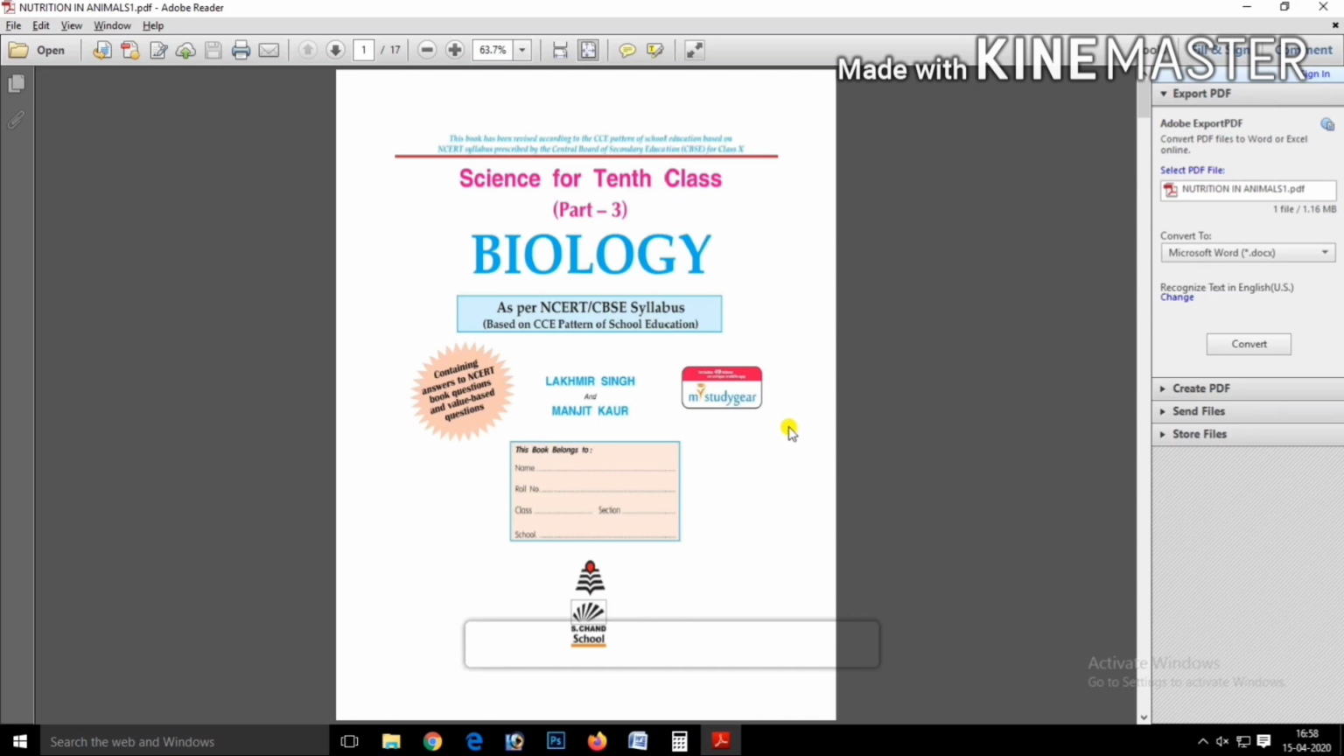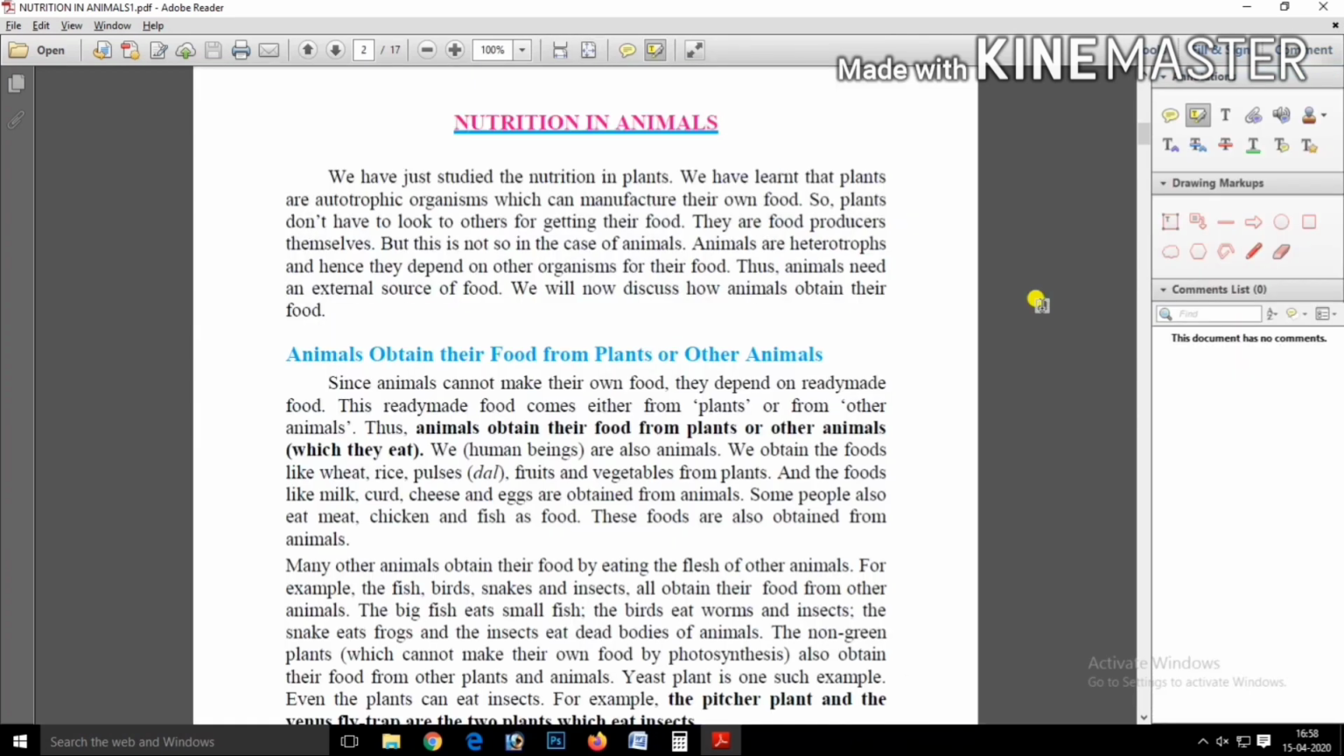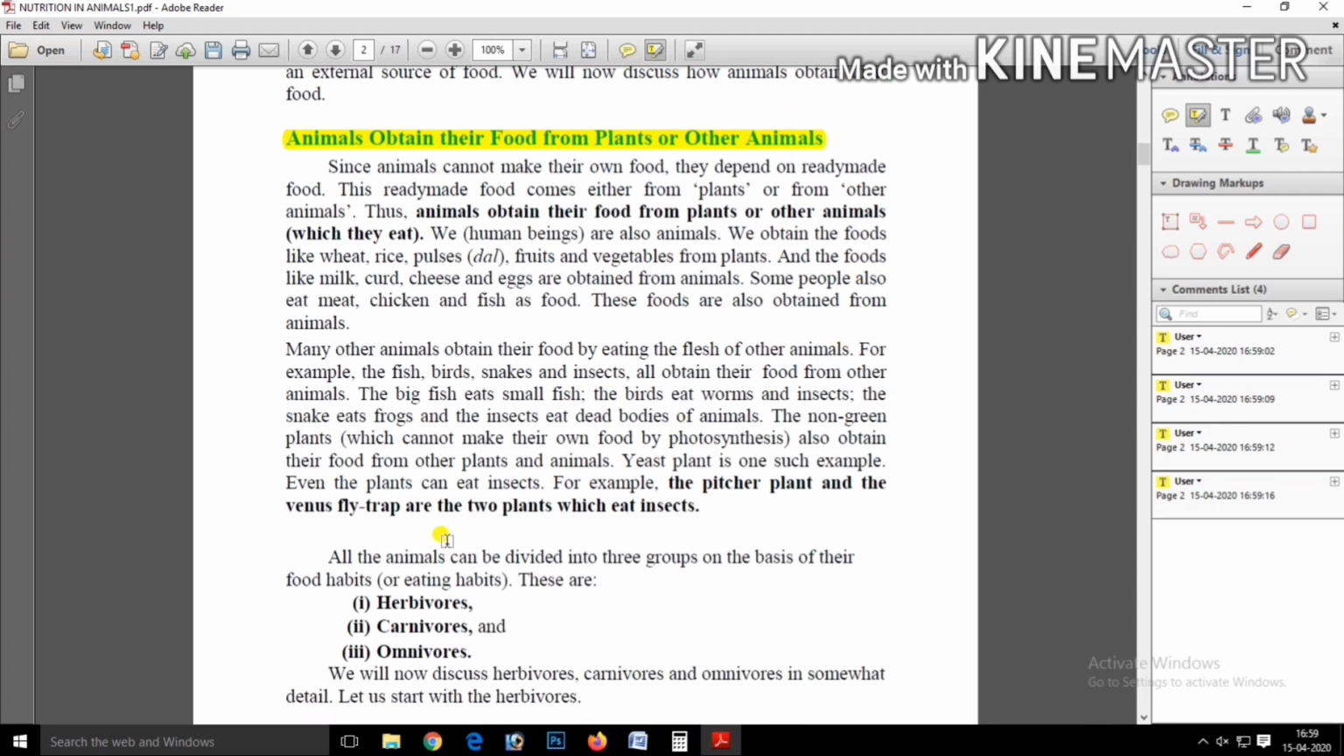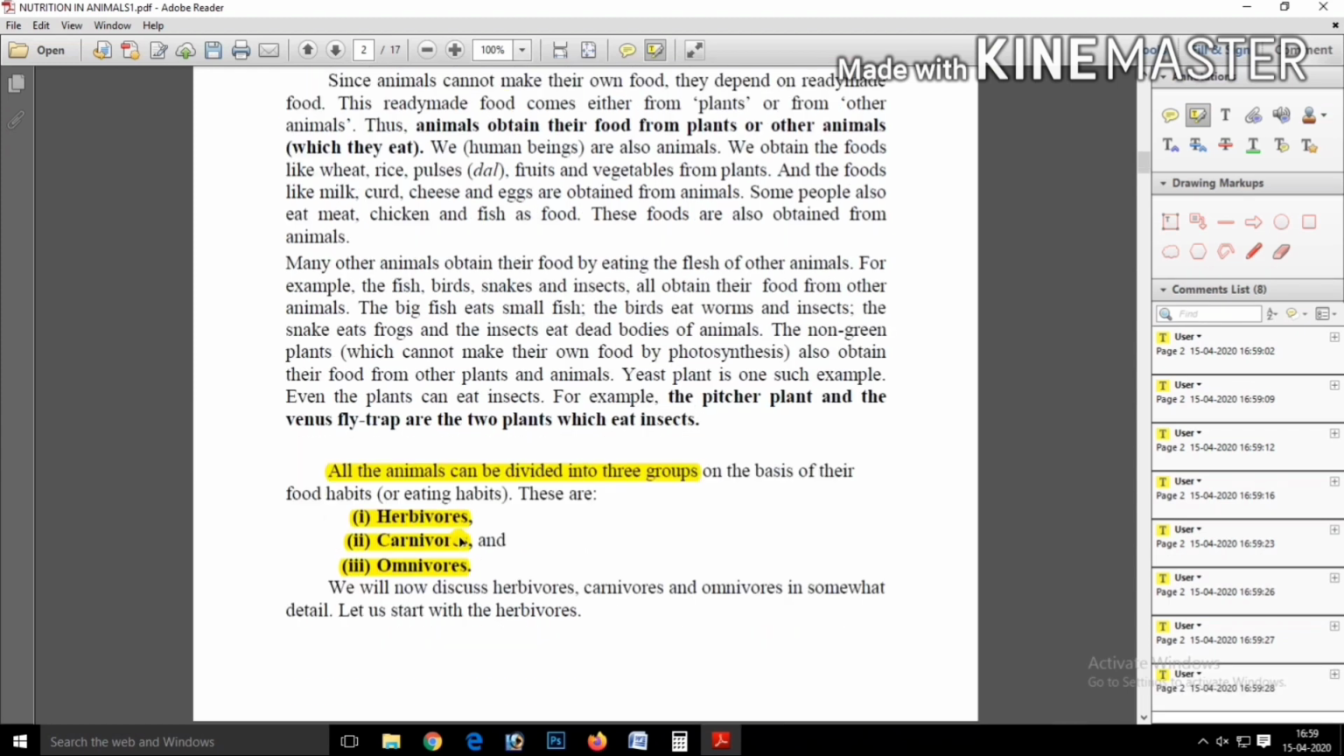So today in this video we are going to discuss nutrition in animals. Now we all know that animals are basically heterotrophs. That means they cannot make their own food, and for food they are dependent upon other organisms. So animals obtain their food from plants or other animals, and we can divide all these animals into three groups. These are herbivores, carnivores, and omnivores. We all know about these groups.